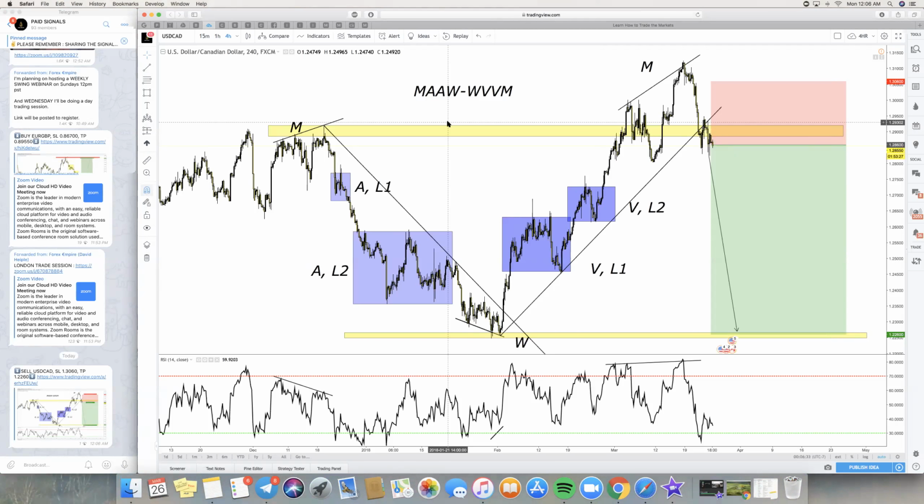That's odd. I think I'm already in that trade from last week. I'm not sure. Let me see, USD CAD. Yeah, I'm already in from last week, guys, I think. Yep, I'm already in. So I'm already in this trade. So before I even called it, I'm already in.